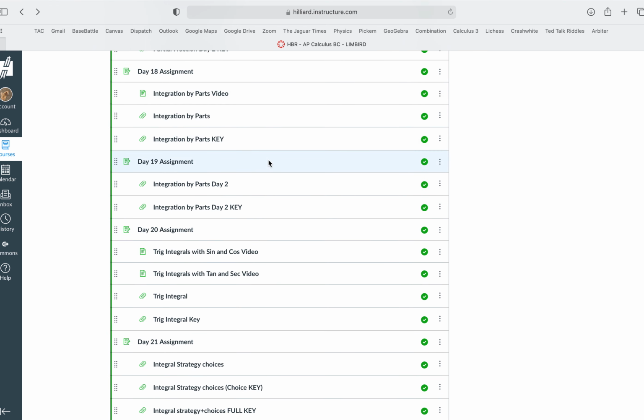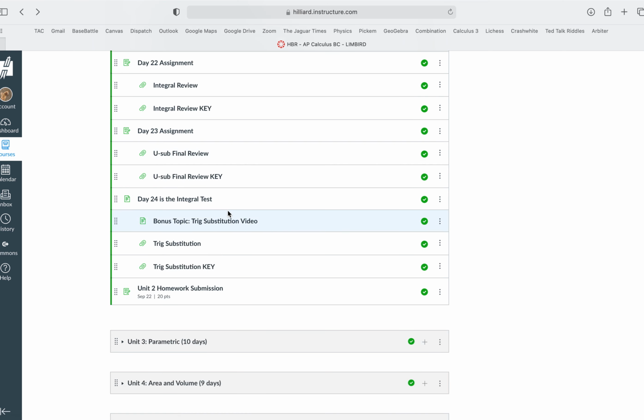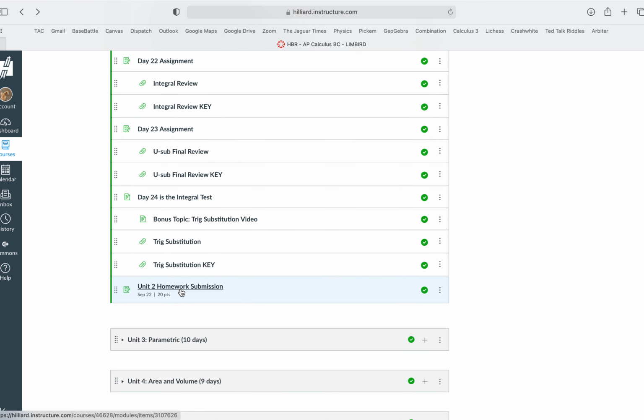And then at the end of the unit, so once we get through enough days, it's going to say Unit 2 homework submission, and this is what they're going to submit. They're going to take all of those PDFs and use Notability. It's very easy to put it into one PDF in the order with all the homework completed and checked, and then they're going to submit it.